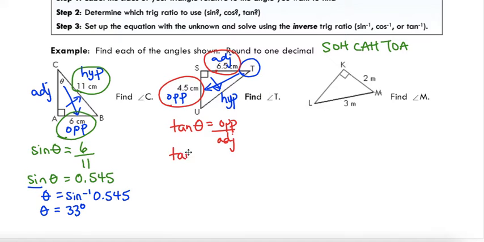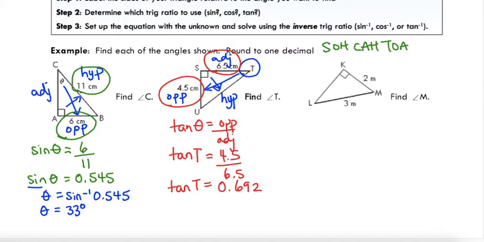So I'm finding the tangent of this angle, which is the opposite side over the adjacent side. I can either keep this angle symbol or I can substitute the letter T in its place because that's the angle that I'm trying to find. The opposite side measures 4.5, the adjacent side measures 6.5. Use your calculator to do 4.5 divided by 6.5.